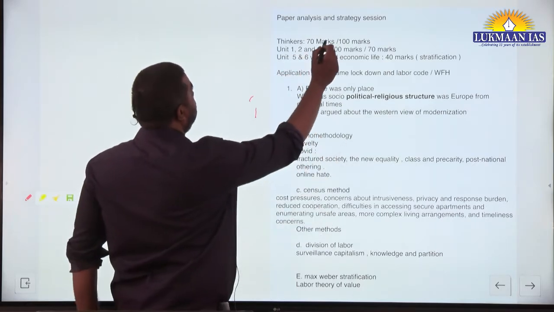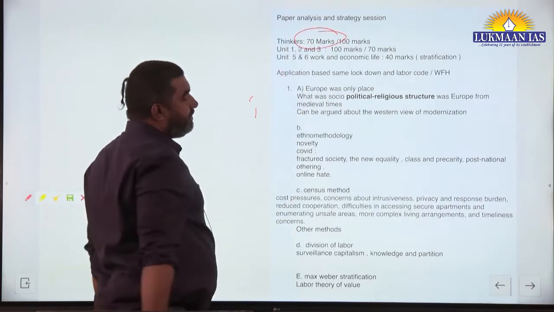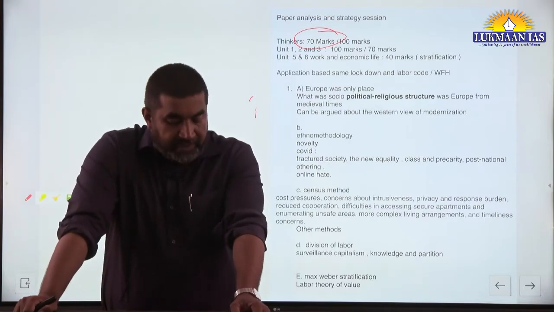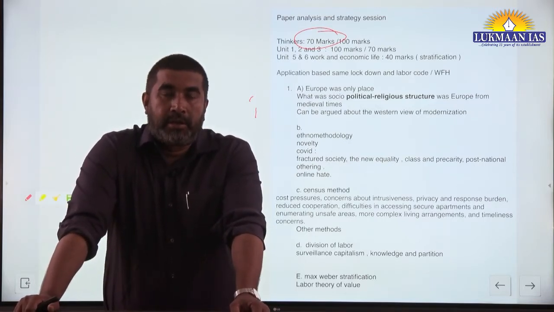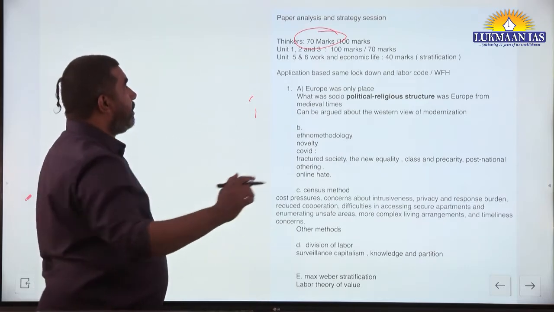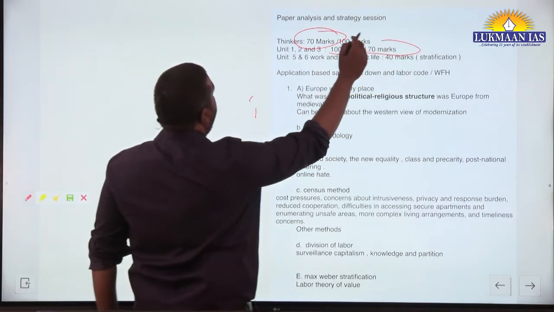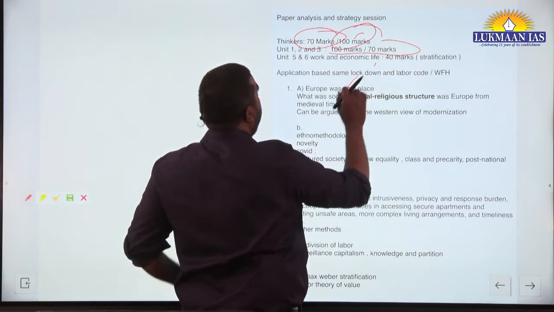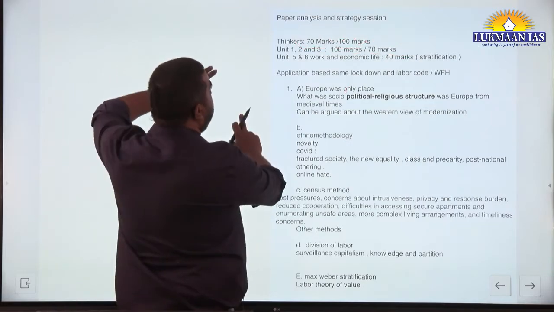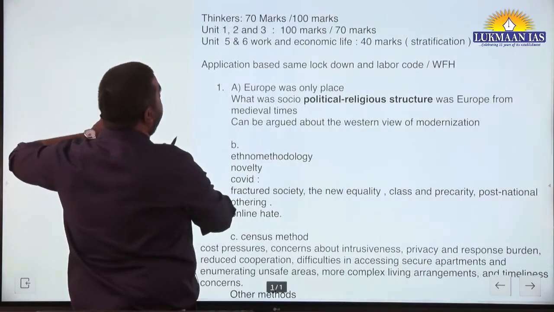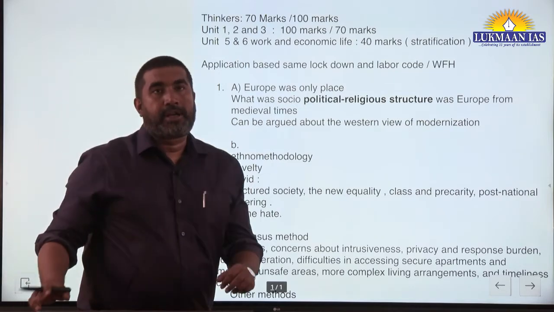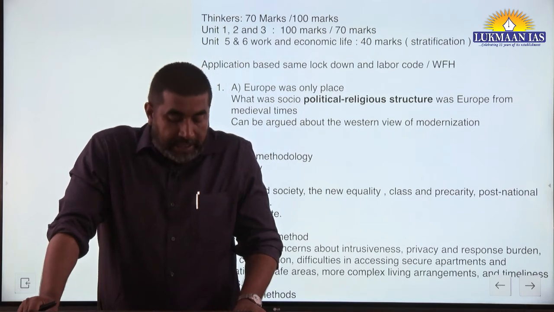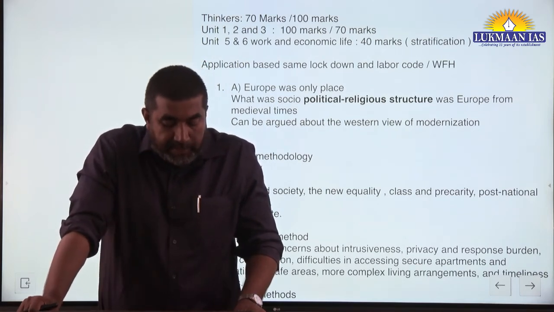You see that this year the thinkers section was only 70 marks. That is a big change from the previous year paper patterns of the UPSC. Topic 1, 2, 3 was of 100 marks, and in 2021 the thinkers section was of 100 marks and paper 2 and 1, 2, 3 of 70 marks. So it is important to complete your syllabus, and you don't have to be specific about one part.